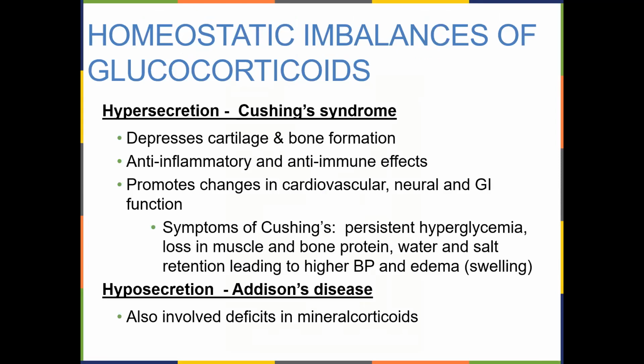Okay, so here is the counterpart to Addison's disease. This is hypersecretion of cortisol. We're overproducing cortisol. It's called Cushing's syndrome. It depresses the production of bone and cartilage. It has an anti-inflammatory effect. Our body loves inflammation. The inflammatory response is how we respond to an injury.